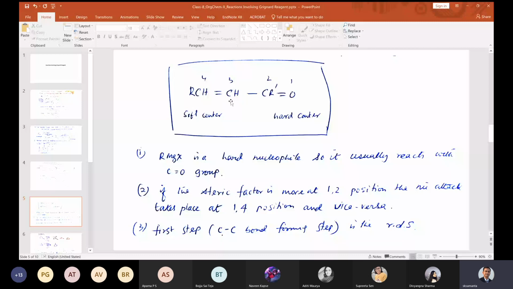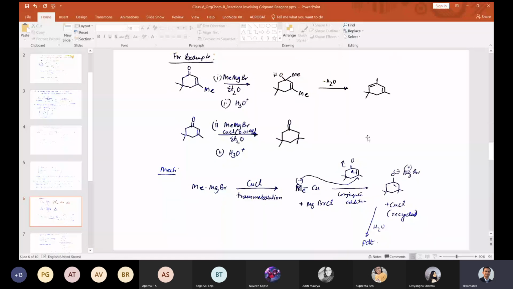In the case where your number 2 carbon is sterically congested, then the nucleophilic attack would be preferable at carbon number 4. So 1,4 attack would take place. And in this kind of case, the carbon-carbon bond forming reaction happens in the rate-determining step. Now, this example is very important, and this comes in many exams. This is a very classic example.